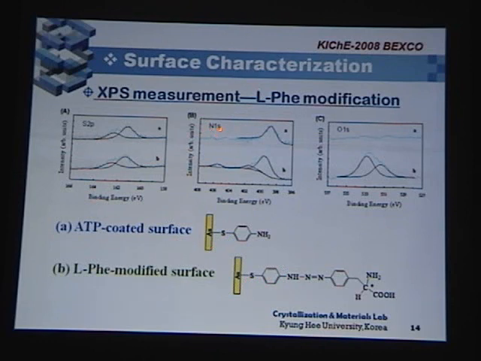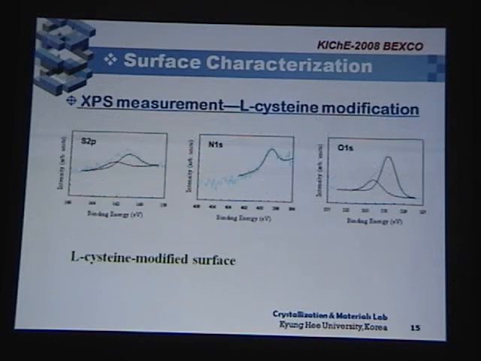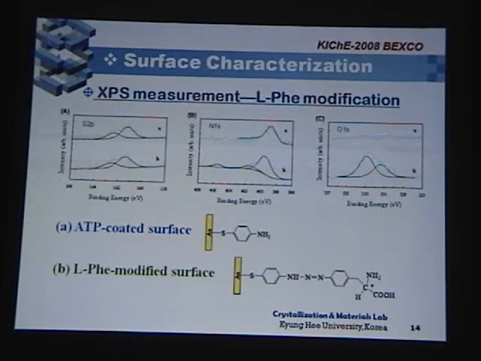And for the nitrogen 1s region, for the ATP coated surface, only one peak was obtained due to the nitrogen atom in this amino group. After the alpha-anion modification, two new peaks appeared, related to this diazo linker. And as for the oxygen 1s region, for the ATP modified surface, no peaks were obtained. After the alpha-anion modification, two new peaks appeared, related to this carboxyl group.